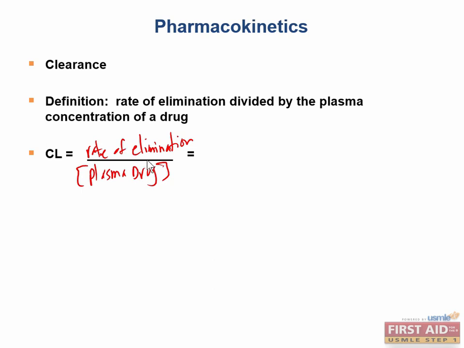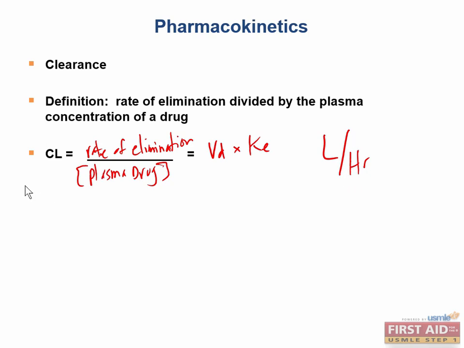Now this is going to be equivalent to the volume of distribution times the Ke, which is the elimination rate constant. It's important to note that clearance does not refer to how much drug is cleared total, but to the volume of plasma that the drug is completely removed from per unit of time. Thus, it's measured in units of volume per time, generally milliliters per minute or more likely liters per hour. So just remember the units on clearance. It's not just a certain amount that's cleared, it's an amount of drug cleared from the plasma per unit of time, such as an hour.